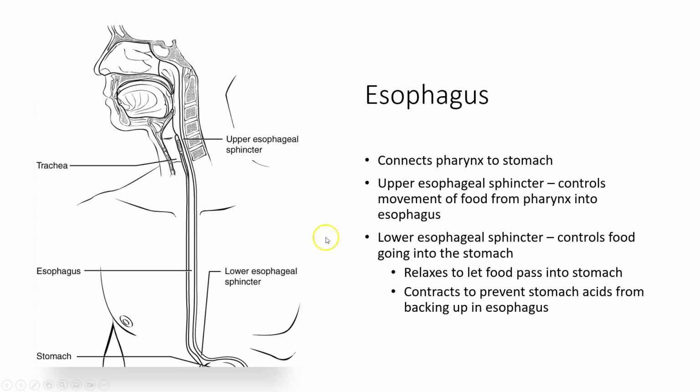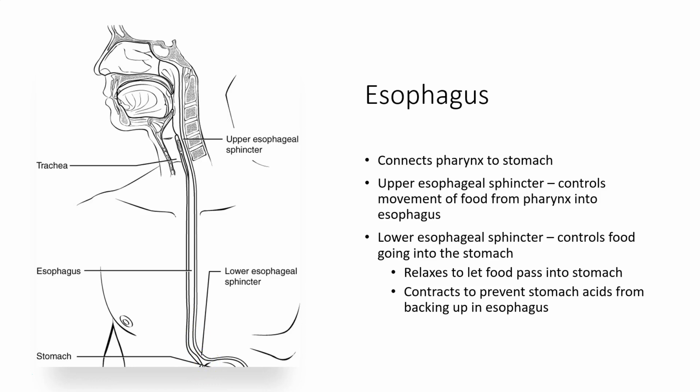The esophagus connects the pharynx to the stomach, and you can find it behind the trachea. It's important to note the two sphincters in the esophagus. The first is the upper esophageal sphincter. This controls movement of food from the pharynx into the esophagus. As you travel down the esophagus to the stomach, you'll find the lower esophageal sphincter. This controls food going into the stomach.